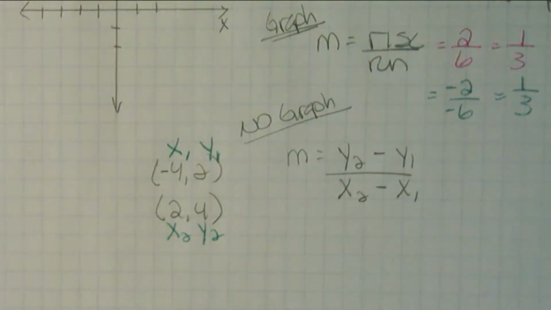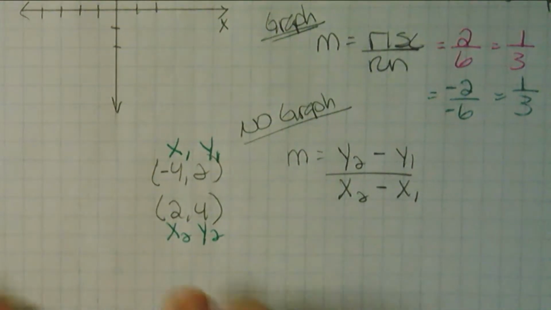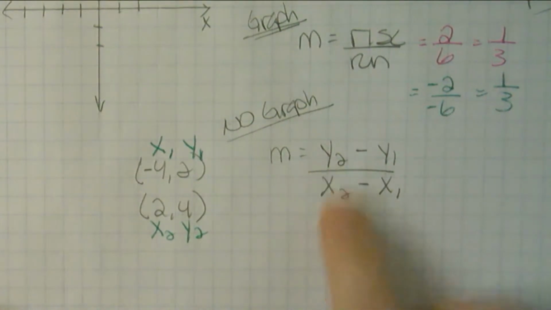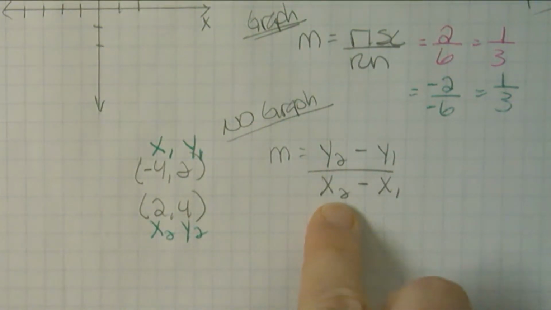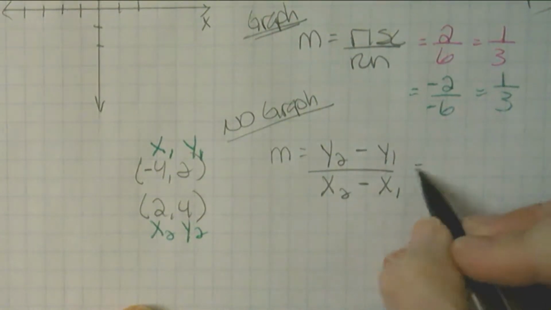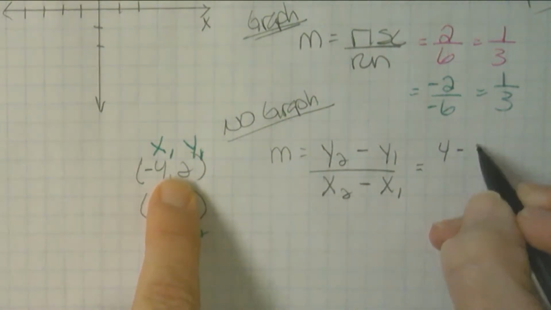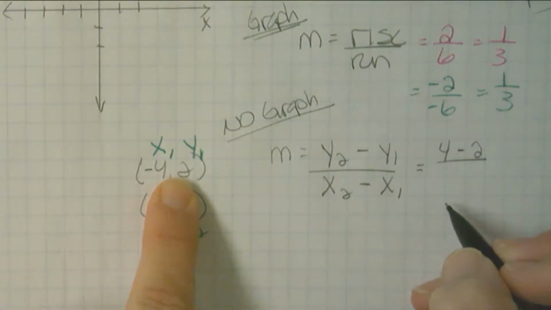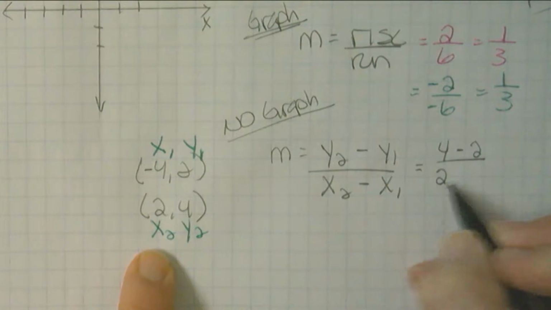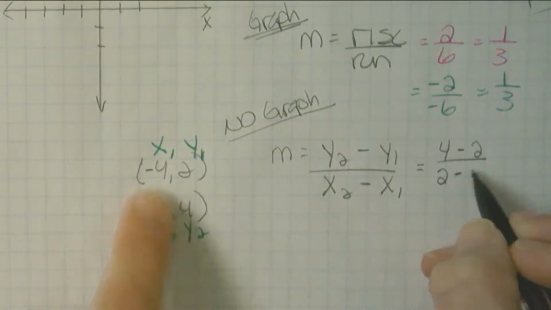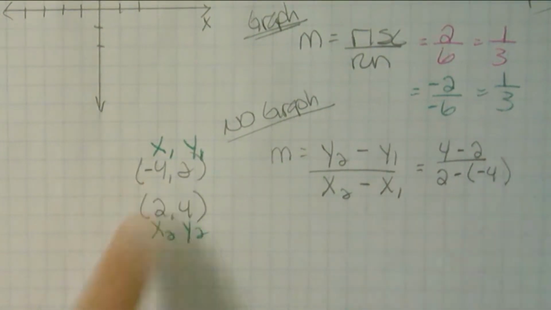And I do suggest you label these, because it's really easy just to fall back on, I always want my bigger minus my smaller. And it's not true. Whatever point you start subtracting your y from, you have to use the same point to start subtracting your x from. You have to. All right, so if I put this in, my y2 is 4, minus my y1 is 2, divided by my x2, which is 2, minus my -4, which was my x1.